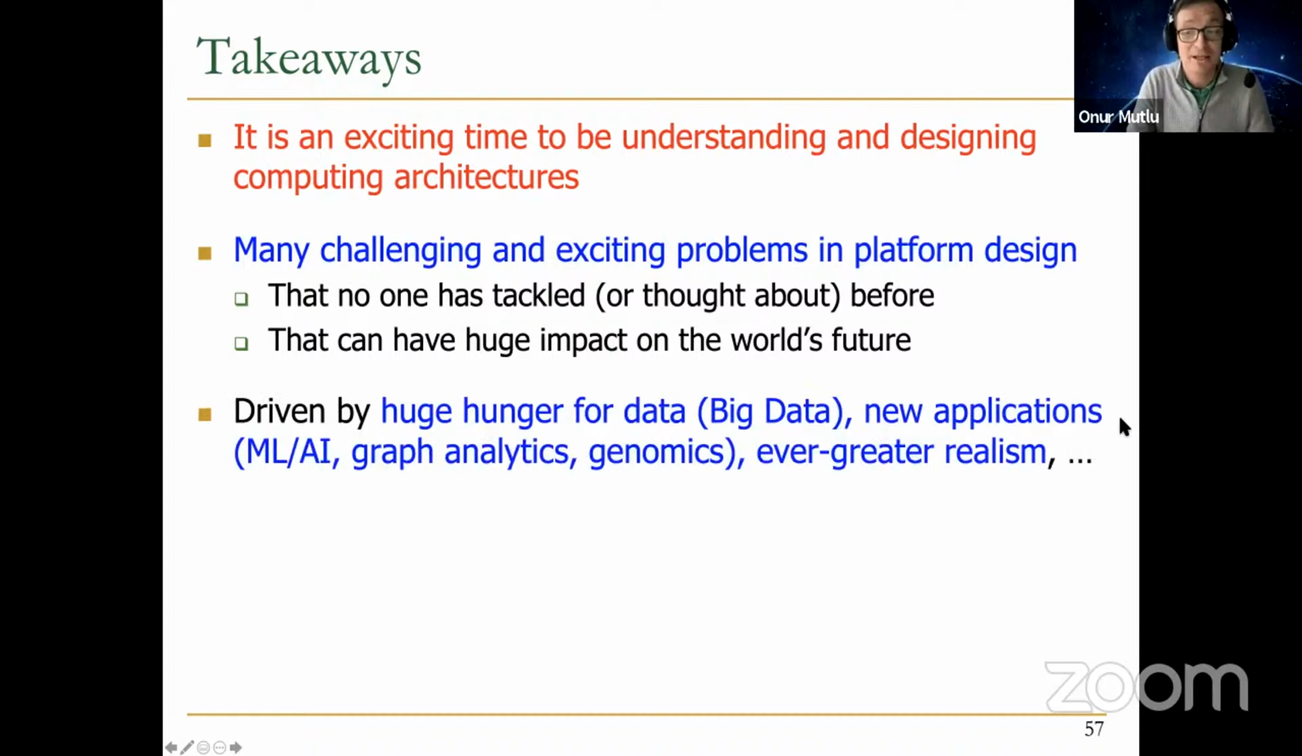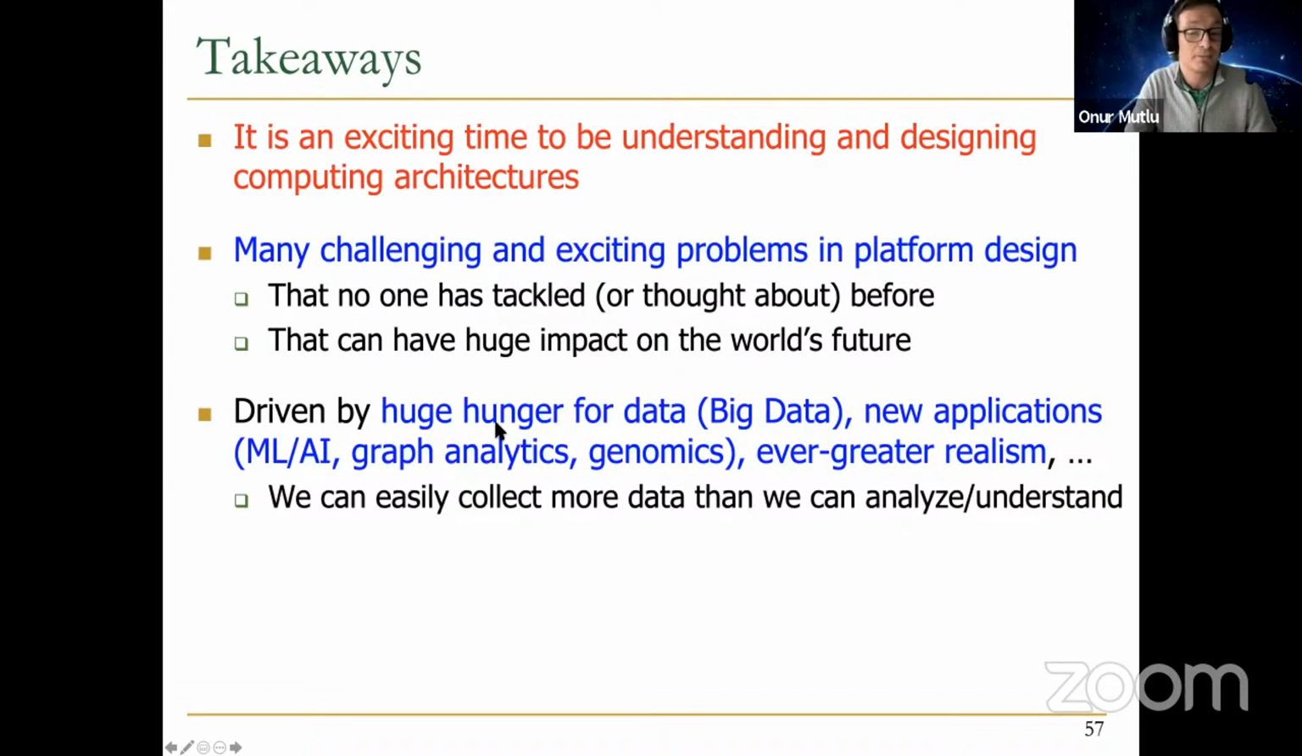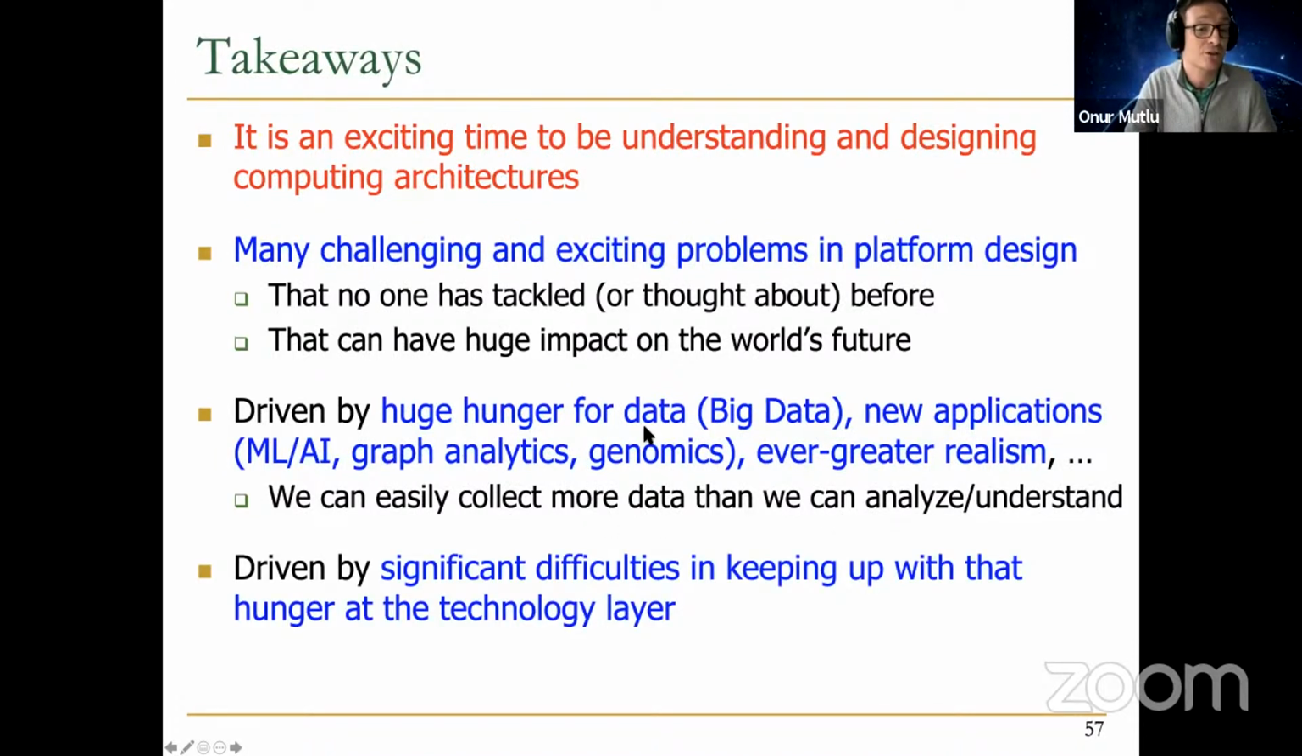Look at this huge hunger for data we have and how we are designing computers to do machine learning and artificial intelligence. We're probably wasting a whole lot of power to generate these models that can learn. And even then, they may not be learning very well, as we've discussed earlier. But we would like to do that still, and we would like to do it very efficiently. Today we can easily collect more data than we can analyze and understand. The question is, how do we do it very efficiently and design systems that are useful for the future?